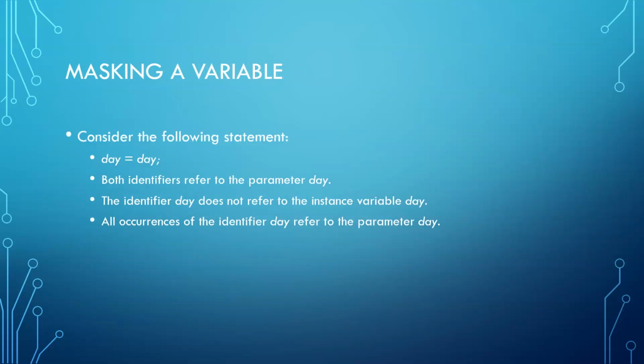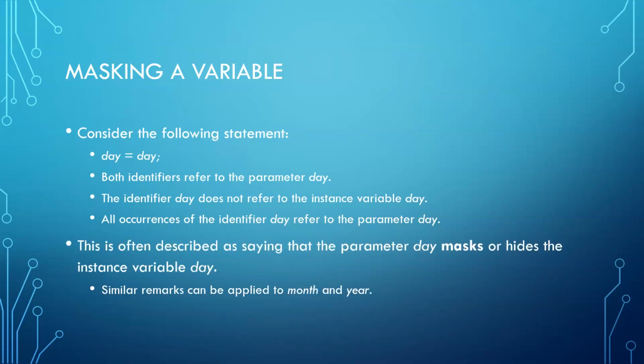So consider the following statement. Remember, we had several that were wrong. So day equals day. Both identifiers in this case are going to refer to the parameter day. It does not refer to the instance variable day, the one that's up at the top of our program. Now, all occurrences of the identifier day refer to the parameter day. This is often described as saying that the parameter day masks or hides the instance variable day. Similar remarks, of course, can be made for month and year.